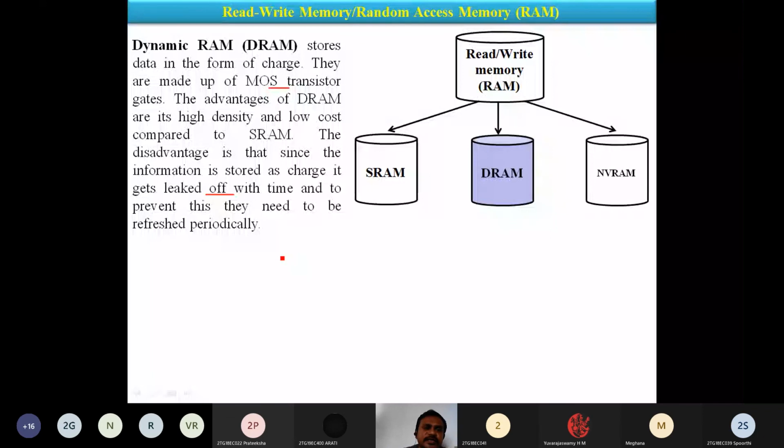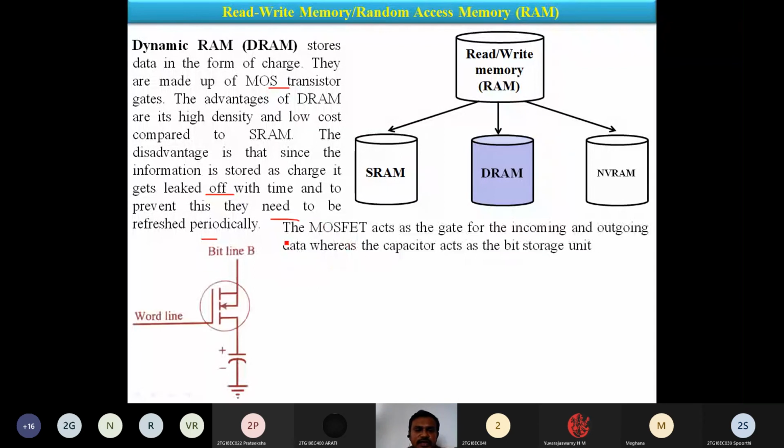To prevent this, they need to be refreshed periodically. So we need to refresh that memory. It is not that we just store the data in the memory and the data will be safe as long as the power is on. It is not like that. Even though power is on, we need to periodically refresh that memory because of that structure. So you can observe the structure like this. DRAM uses a simple one MOSFET with one capacitor.